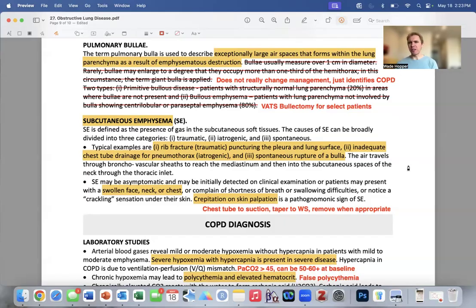If their breathing is really bad, you can consider a bullectomy, and you can do a video assisted thoracoscopy, go into the chest, and just staple off that section of diseased lung that's not doing anything for you anyway. So it'll give your non-diseased lung parenchyma, or your less diseased lung parenchyma, a little bit more room to expand and work. So that's the concept behind surgery for bullae.